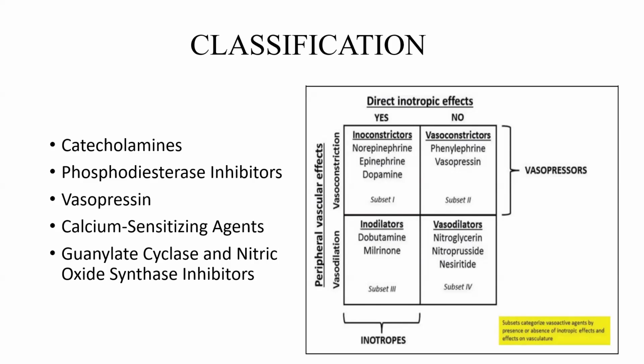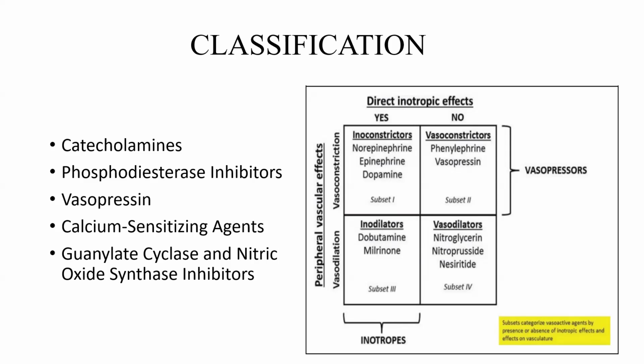inoconstrictors, inodilators. So basically, they just use the pharmacology to describe the class of the medication. So inoconstriction just basically means inotropic and constrictive. So they both have inotropic and constrictive effect. So they both affect the heart and then the vasculature. Then you have your vasoconstrictors that act strictly only on the vasculature. They don't have any effect on the heart itself.